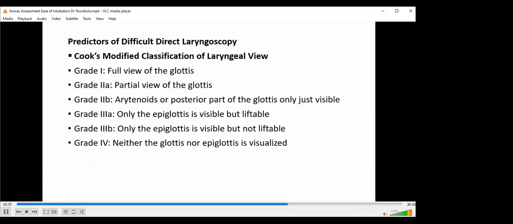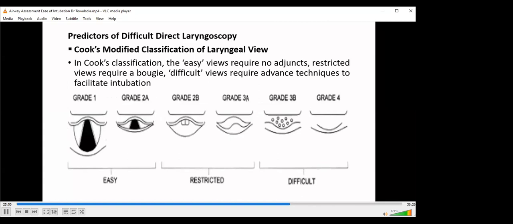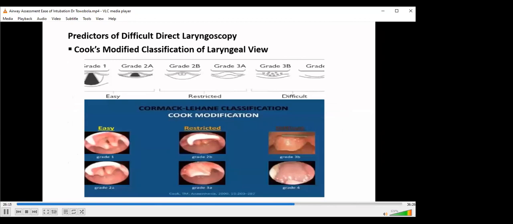In the Cook's modification of the laryngeal view, you have 6 grades in this classification, and these grades can be divided into the easy, the restricted, and the difficult classes. The easy views require no adjuncts. The restricted views require a bougie, and the difficult views require advanced techniques to facilitate intubation. This is more like a live view of the Cook's modification.